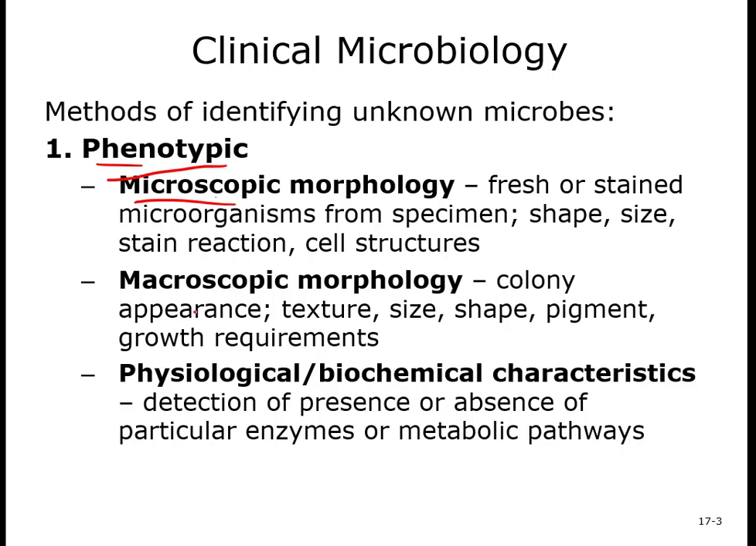Or we might do a macroscopic examination. This means we're looking at it on like an agar petri dish. We want to see what the colonies look like, the color, the shape. Are they growing on certain selective or differential media? Lastly, we might look at some physiological or biochemical characteristics. So we're really looking at, does this bacteria have certain enzymes? Is it sensitive to certain antibiotics or resistant to antibiotics? So this can tell us very specifically maybe the strain of the pathogen that's causing the disease.